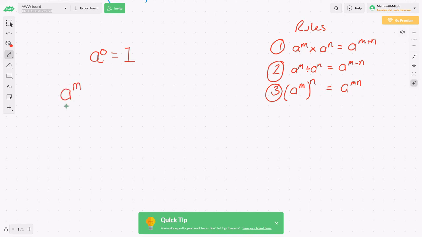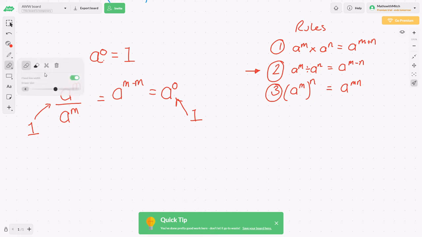a to the power of m, and if we divide it by a to the power of m, if we follow our rule here, if we divide it, then you would minus the powers, so that would be a to the power of m minus m, so that would be equal to a naught. But also when we think about numbers in arithmetic, anything divided by itself ends up as 1. So what you can say is this statement here equals 1, therefore a to the power of 0 must equal 1. And that'll be true for every single number. So anything to the power of 0 is equal to 1.